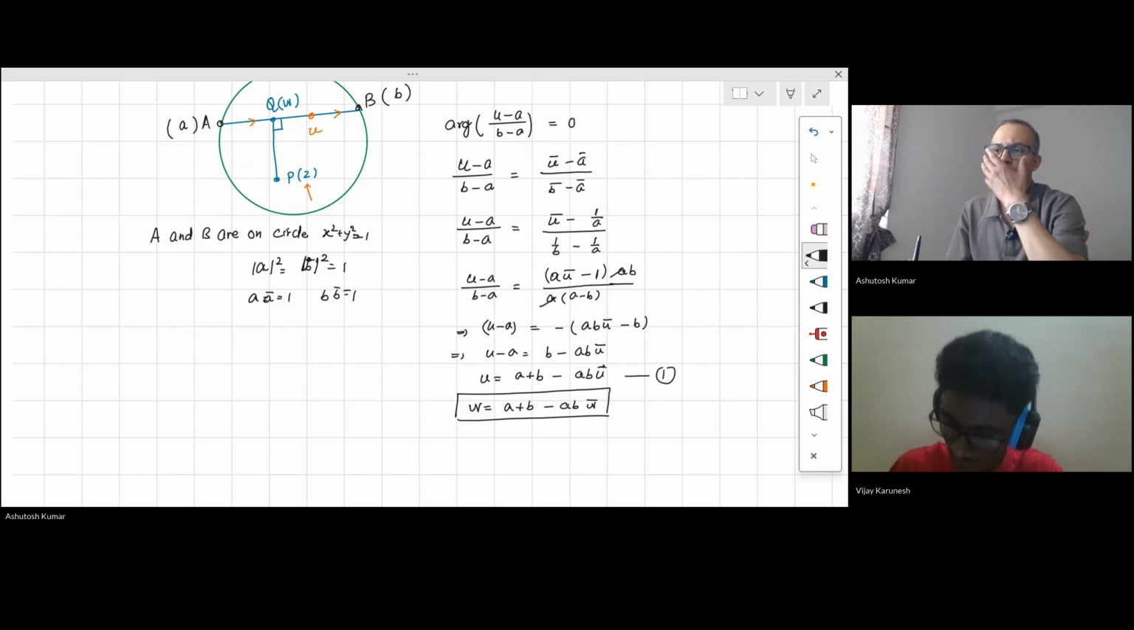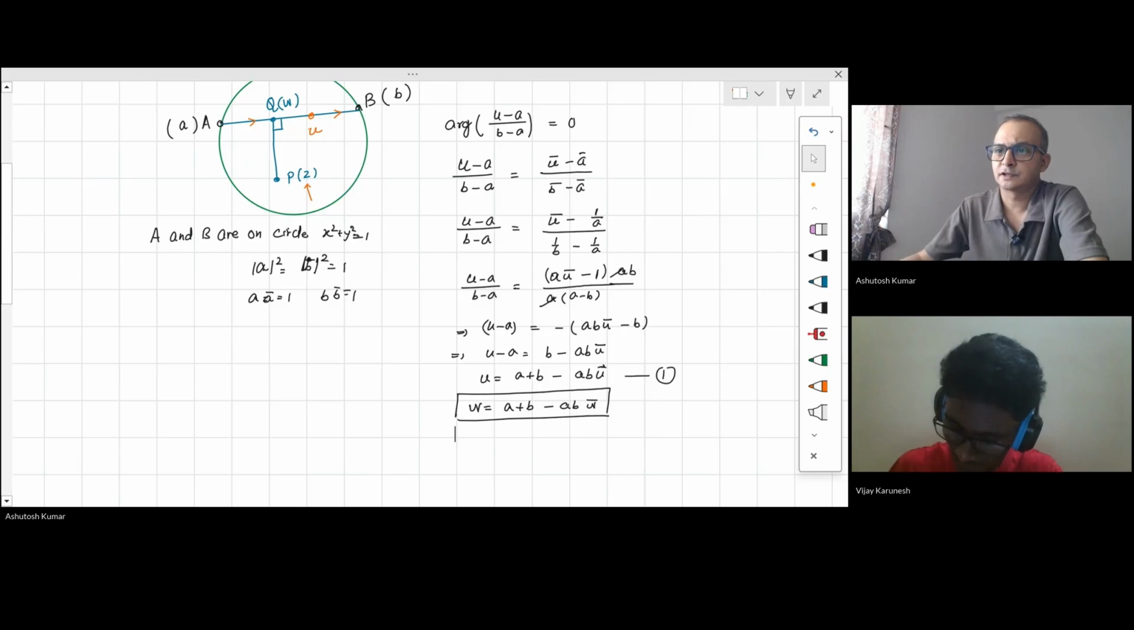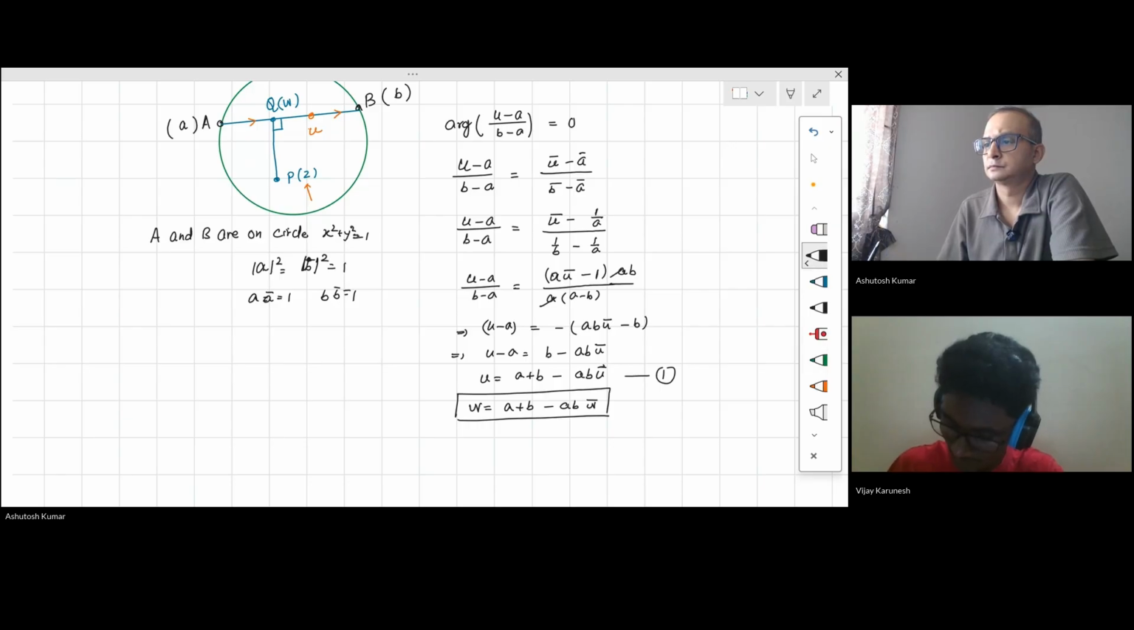And then we go for the other relation to construct. How do we construct the other relation? See, this one we are going from here to here.